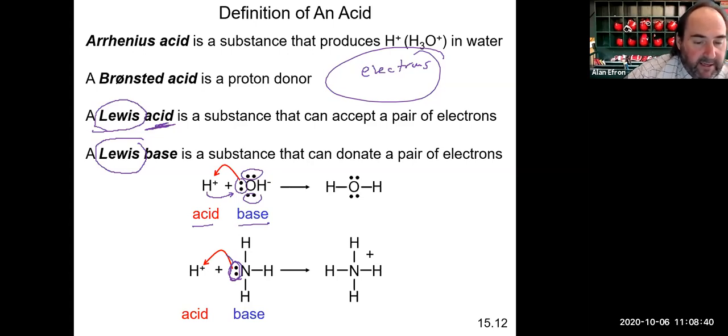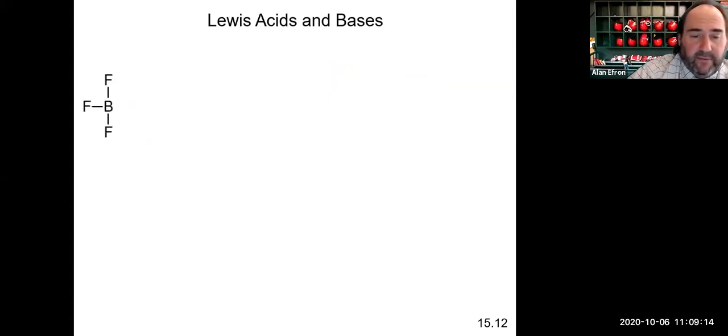Same thing here. H plus is going to go over to the NH3, making the H plus the acid and NH3 the base. So we come to the same conclusion whether you're looking at a Lewis acid and base or a Bronsted-Lowry acid and base. The benefit of using the Lewis definition is we can apply acid and base definitions to things that do not involve an H plus. An example of that is what we see here.